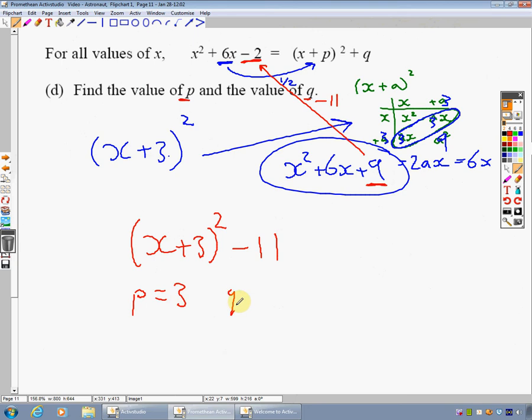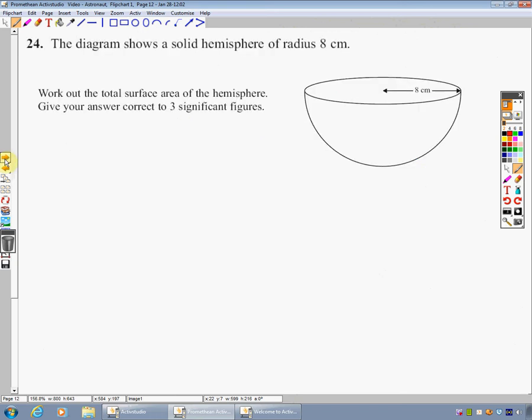The diagram shows a solid hemisphere of radius 8 centimetres, and I'm just turning around to pick up my calculator ready for this because I've just realised we're talking pi suddenly. If you flick to the front of your formula book in your exam, you'll notice there's a formula which is the surface area of a sphere. It gives you a formula for that in your formula book, and that is 4 pi r squared. And that's for a sphere.